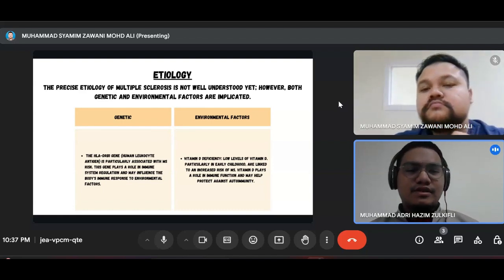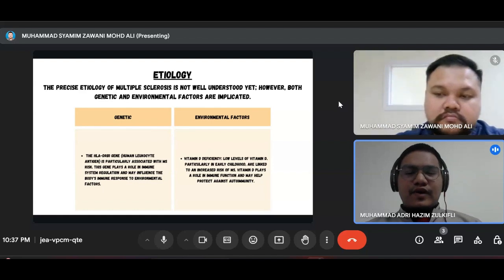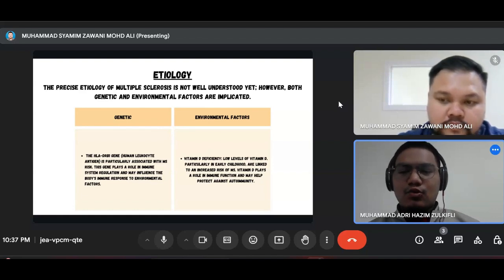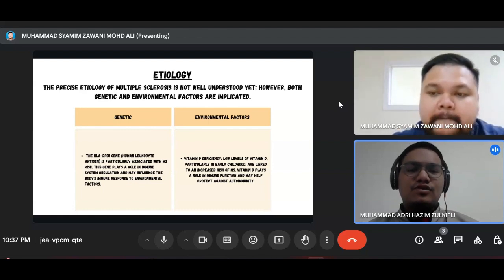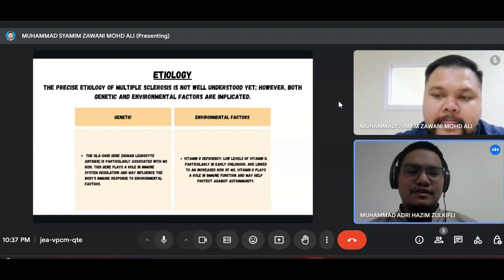Next, for the environmental factors, vitamin D is one of the environmental factors that can cause multiple sclerosis. Low levels of vitamin D, particularly in early childhood, are linked to an increased risk of multiple sclerosis. Vitamin D plays a role in immune function and may help protect against autoimmunity, which is the main cause of multiple sclerosis.